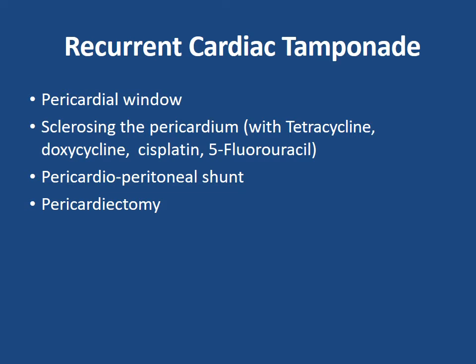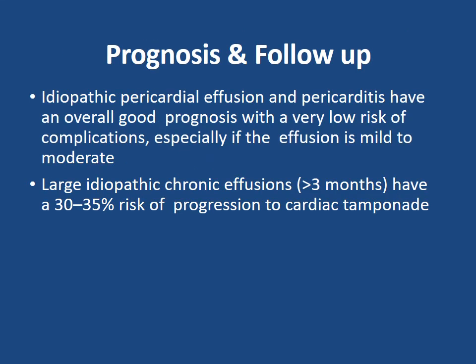In the case of recurrent cardiac tamponade, as we have discussed, we can offer sclerosing of the pericardium with tetracycline, doxycycline, cisplatin and 5-fluorouracil. Other options include pericardio-peritoneal shunting and pericardectomy. The prognosis in idiopathic pericardial effusion and pericardiocentesis is overall good with a low risk of complications, especially in effusions that are mild to moderate. Large idiopathic chronic effusions greater than 3 months have a 30 to 35 percent risk of progression to cardiac tamponade.